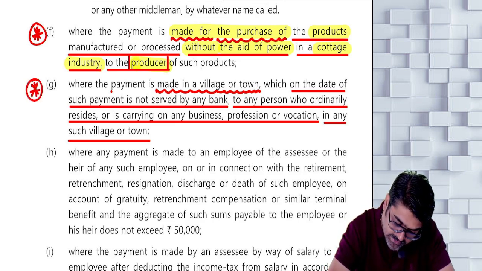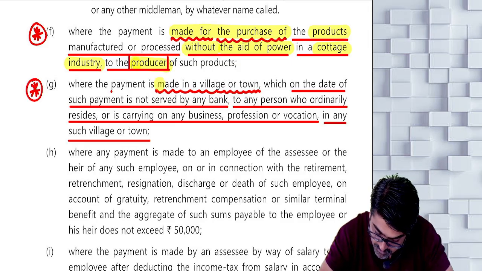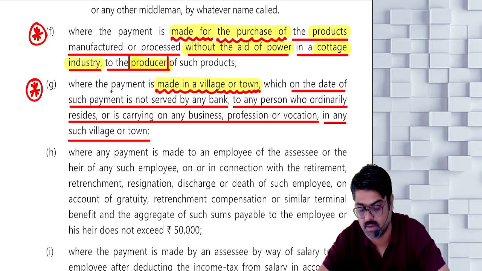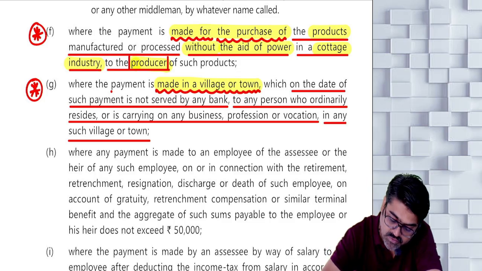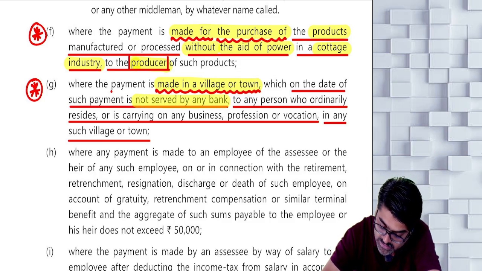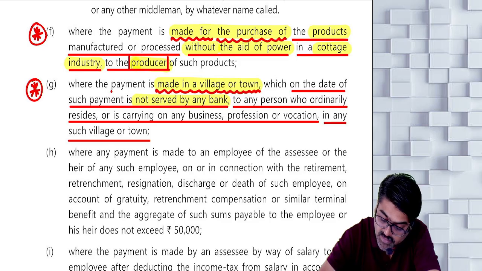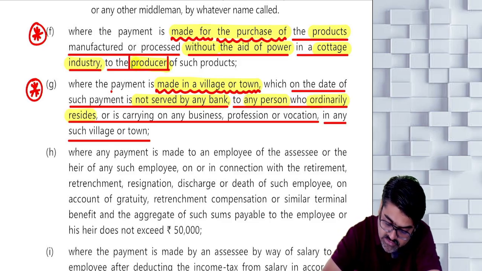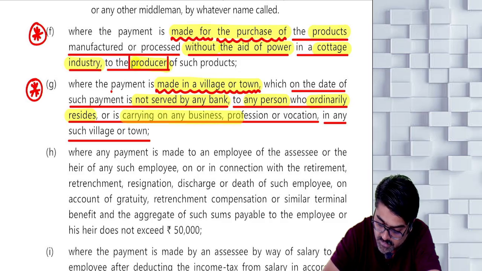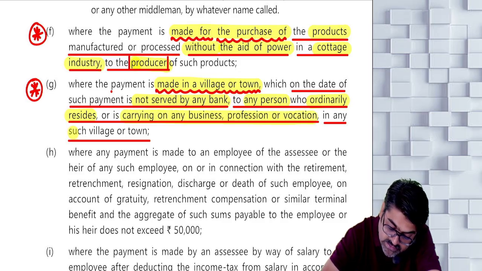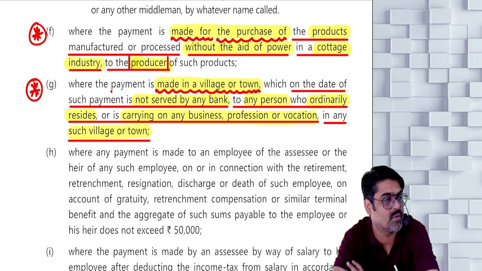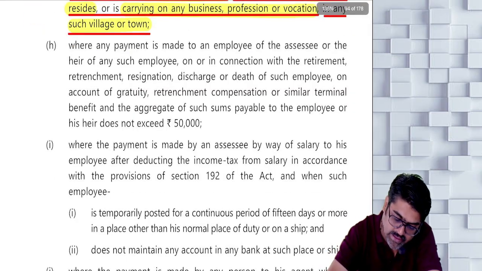Even this point is important. So the payment is made in a village or town which on the date of such payment is not served by any bank, and that payment is made to any person who ordinarily resides or carries on any business, profession or vocation in such village or town. Understanding? Next one. Point number H.